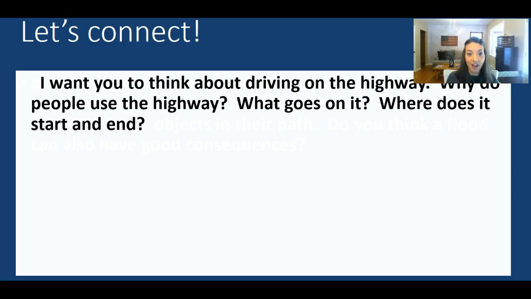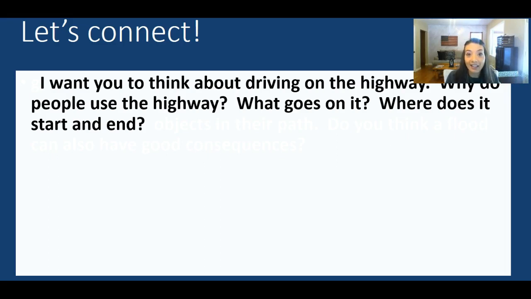And then I want you to think about this kind of big picture. Have you looked at a map? Where does that highway start and end? Has anybody ever driven from the Northwest, Seattle, Federal Way, Tacoma, wherever it is that you live in Washington, and drive all the way down the coast to Disneyland? Where does I-5 start and where does it end?